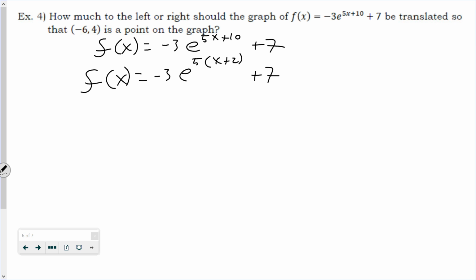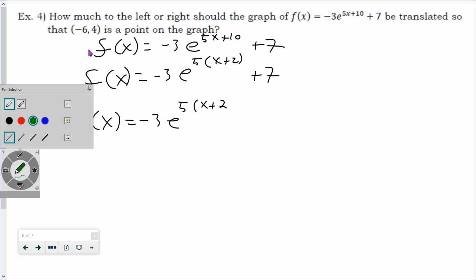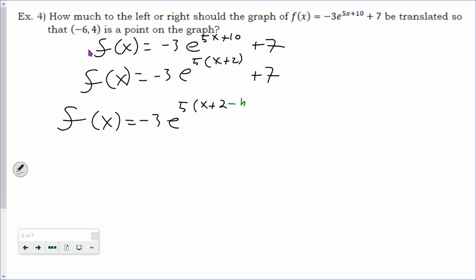And since I'm talking about translating the graph left or right, I'm talking about h. So I'm going to put a variable h into this equation, so I can figure out what h has to be so that this point is going to be on the graph. This h has to go inside the parentheses: x plus 2 minus h, all plus 7. Do you understand why we're putting the h inside the parentheses and why we have to factor it out?